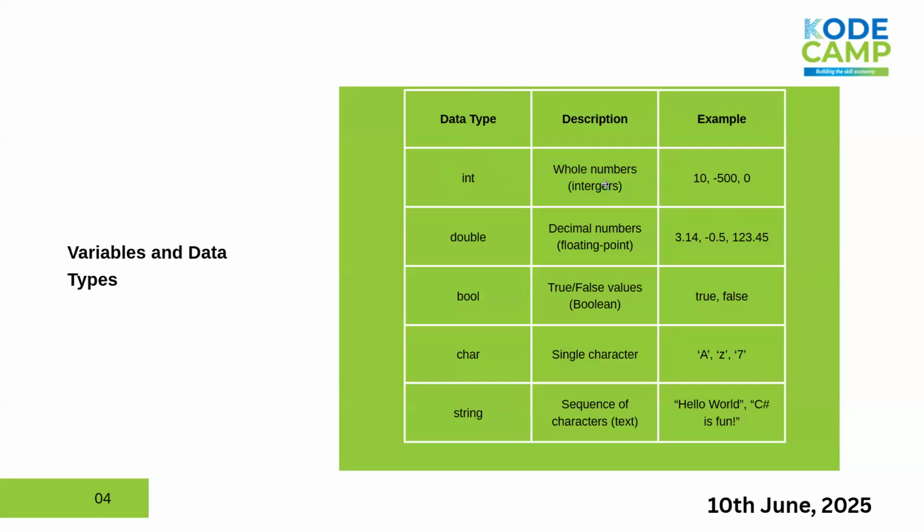So if you are given a problem and the problem requires you to create a variable that deals with numbers, it is advisable to use data type int for that variable because it deals with whole numbers, and examples of whole numbers could be 10, minus 500, zero, anything that doesn't have a decimal is basically a whole number. Is that clear?